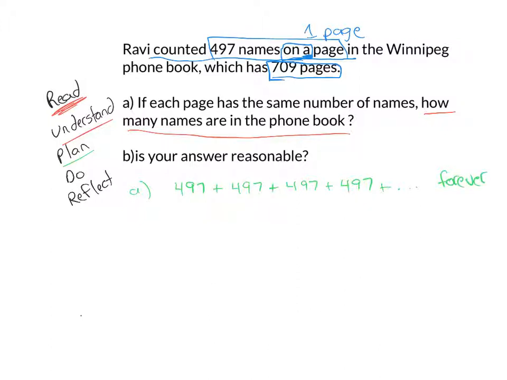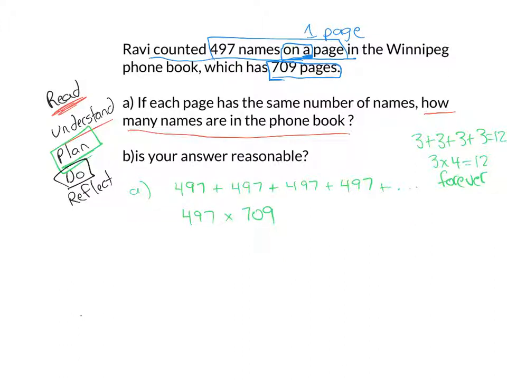One thing I know about multiplication is that it can be thought of as repeated addition. So 3 plus 3 plus 3 plus 3 can be thought of as 3 times 4. I've got 4 groups of 3, which gives me 12, the same as adding 3 four times. So one thing I could do is think of this as 497 times 709. So there's my planning. I've come up with a way to do this. Now the next thing I'm going to do is do it. Once I've made the plan, I'm going to just go for it.